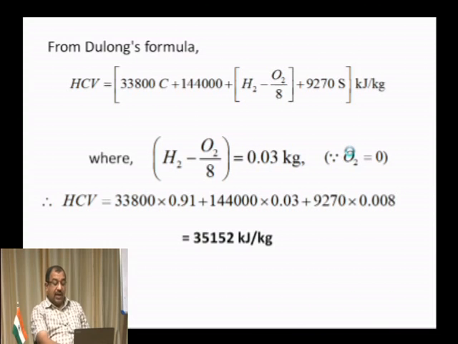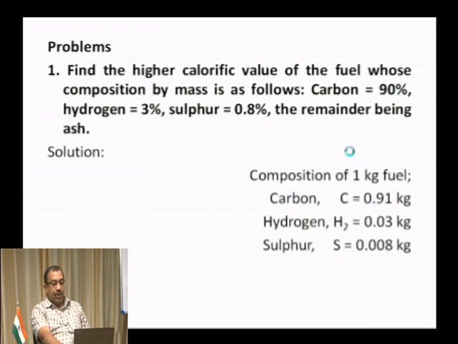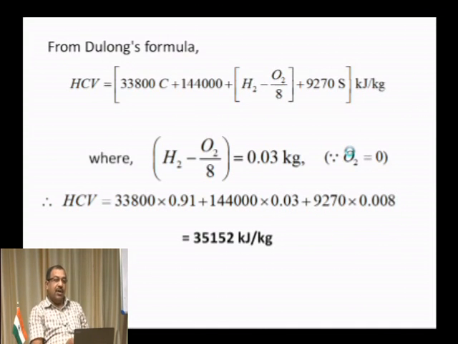This is the total calorific value of the given fuel after complete combustion. This value is called the higher calorific value of the given fuel. When the fuel consists of carbon, hydrogen and sulphur in the percentage of 90%, 3% and 0.8%, the Dulong formula can be used to find out the total calorific value of the fuel, that is nothing but the higher calorific value of the fuel.